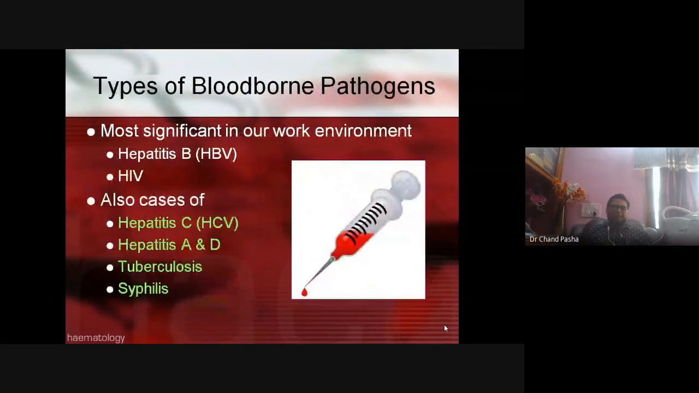See, hepatitis B and HIV, these two are considered the very dangerous blood-borne diseases, and a lot of work is being done on them. For healthcare personnel, hepatitis B and HIV are creating a lot of problems. But apart from this, hepatitis C, hepatitis A, D, tuberculosis, and syphilis are also blood-borne diseases. Tuberculosis, how is tuberculosis a blood-borne disease? I need the explanation from Vishwas once the presentation is completed. Okay.